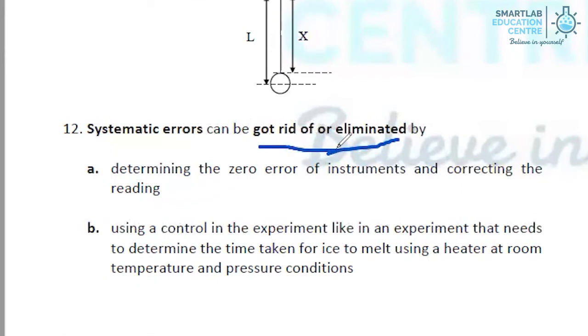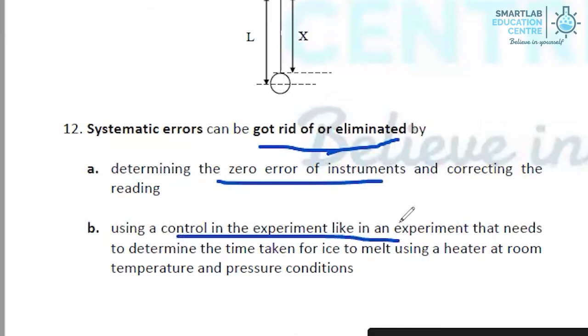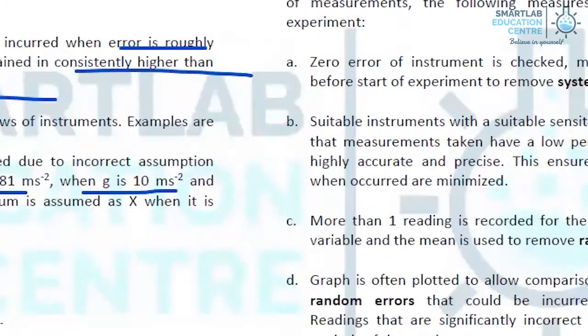And one of the ways to do it will be to look at zero errors of instruments, or to make sure there's a control in the experimental setup, or we actually plot the graph.